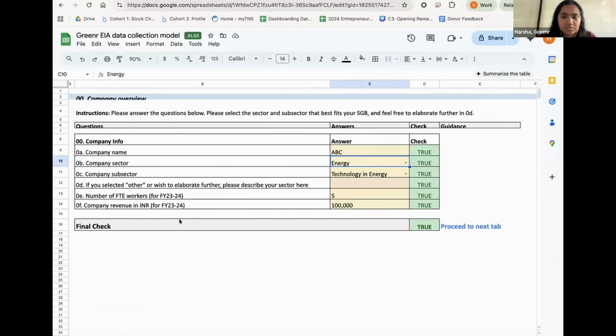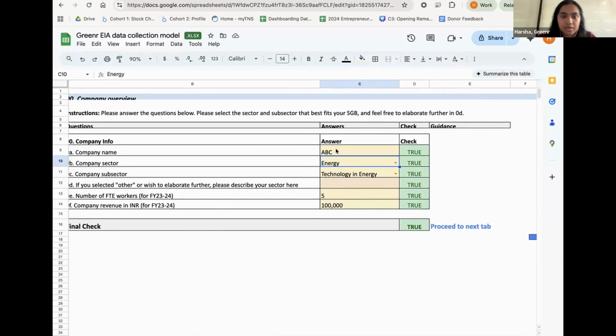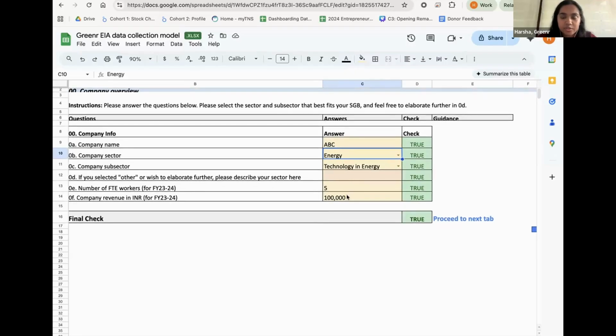So we give this Excel sheet to our startups, and they essentially have to fill it. This is just the overview page where they fill in their company name, sector, number of employees and revenue. This just helps us benchmark a particular startup with other startups.